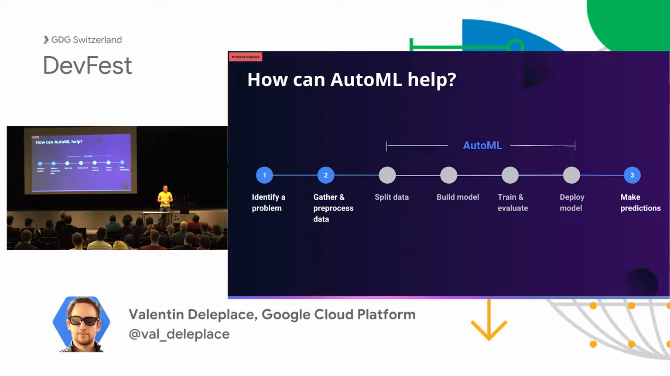So how can AutoML help? Basically, it's supposed to automate everything that is automatable. So you still have to identify a problem, something to be answered. You still need to gather and pre-process data. We'll get back to this in the next slide. But AutoML will help you with splitting data with a training set, let's say 80% of the pictures, and then a test set or validation set.